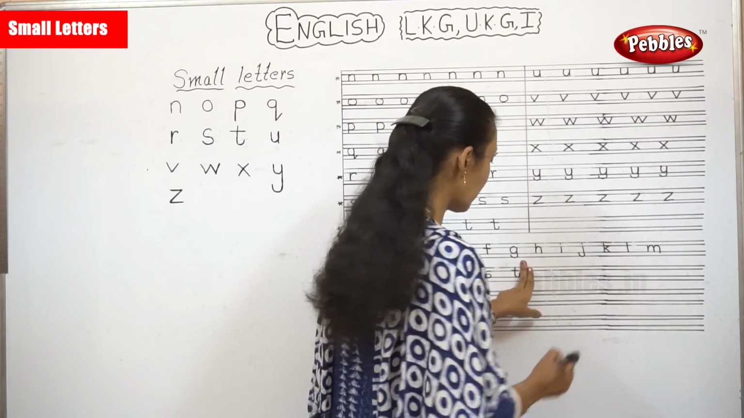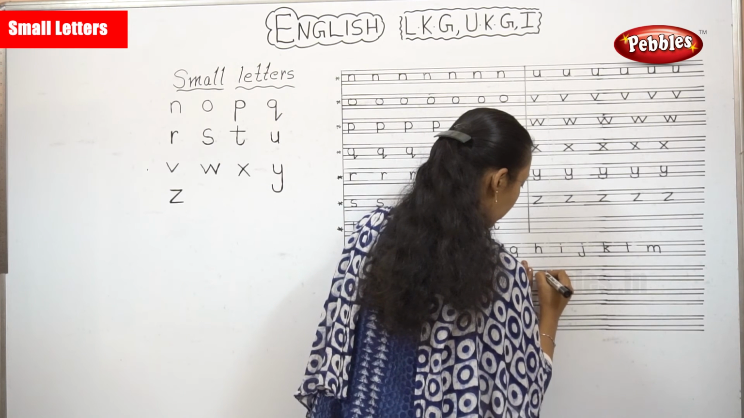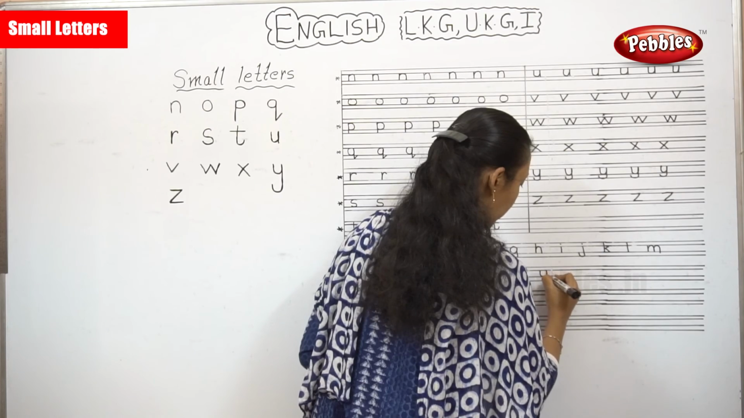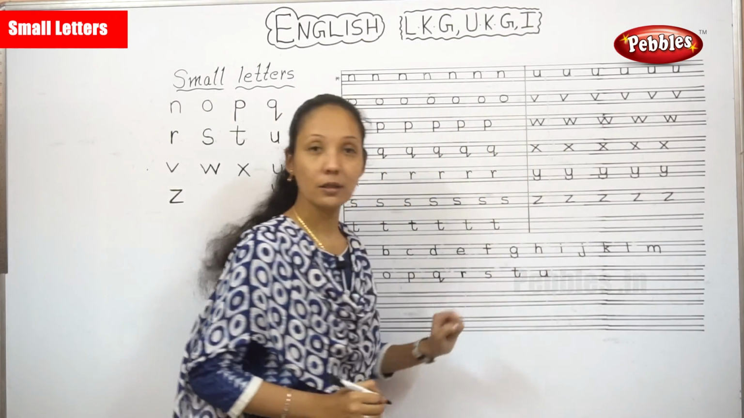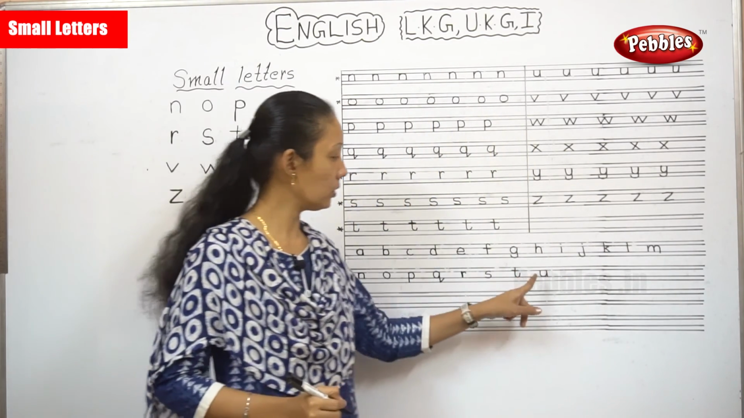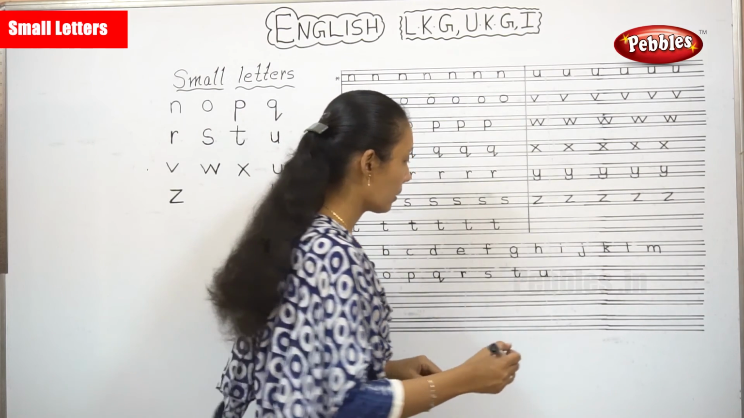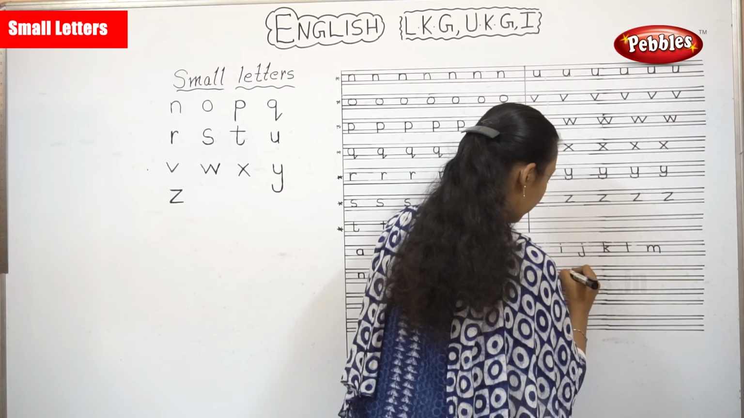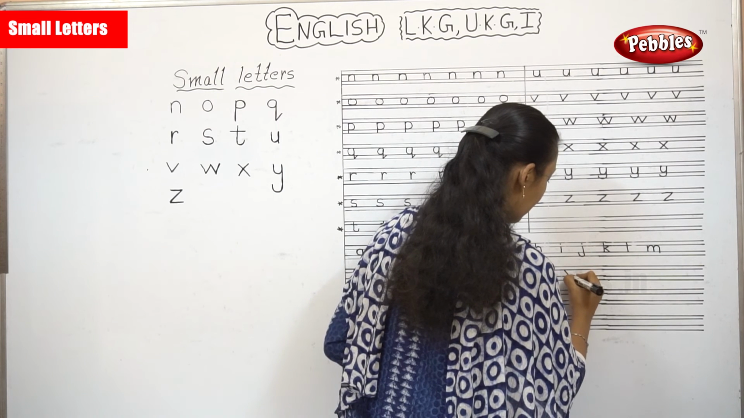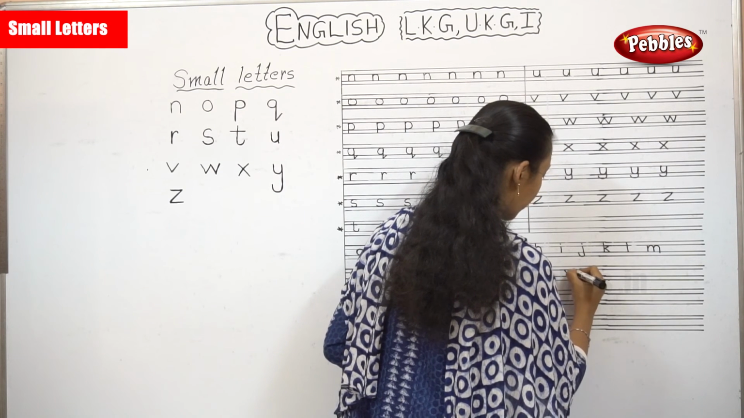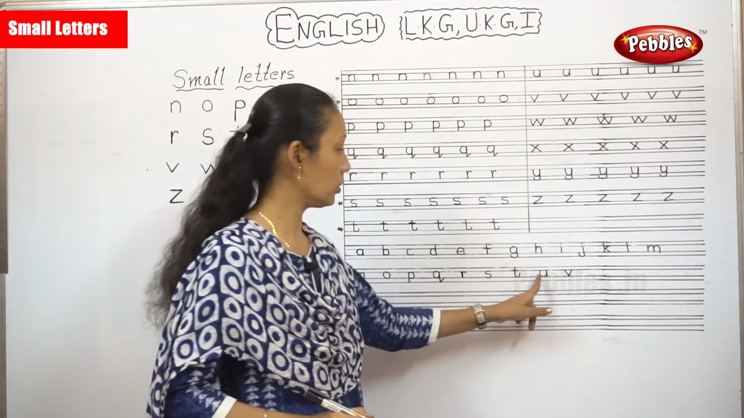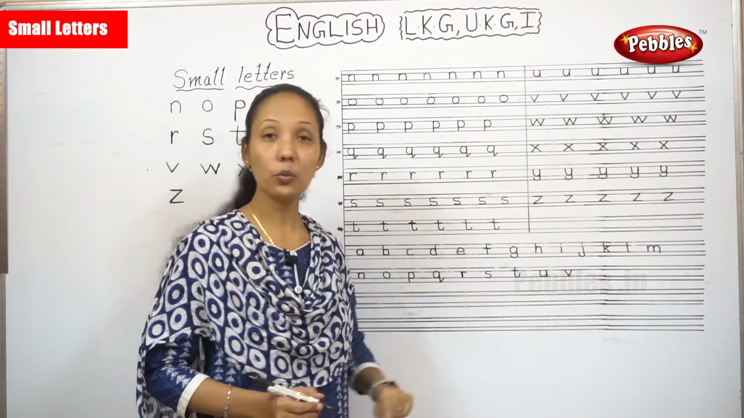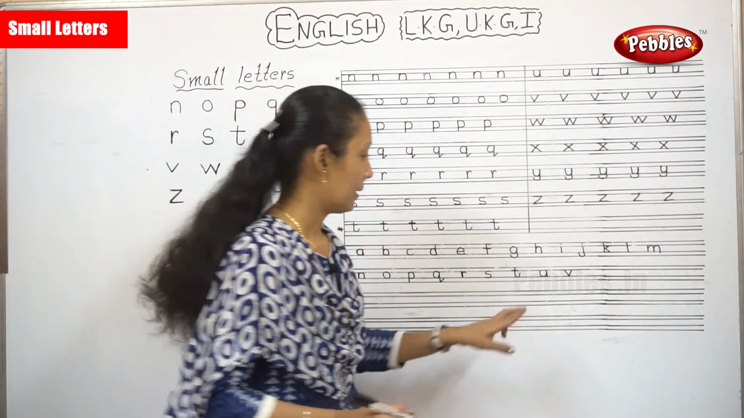Again place two fingers, U. A curve up, come down. This is U, small letter U. Now next one, U. Yes, after U, V. Slanting line, slanting line upward. Now after U, it is V. Now after V, what's your alphabet?